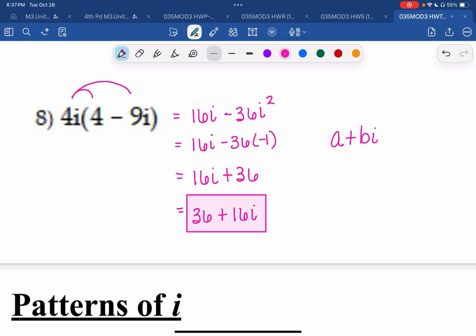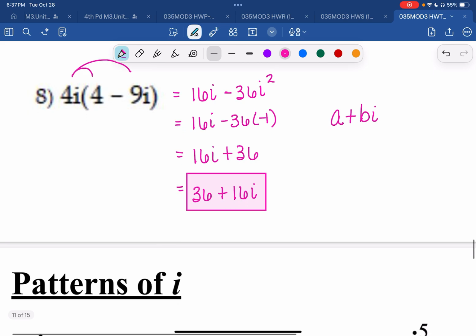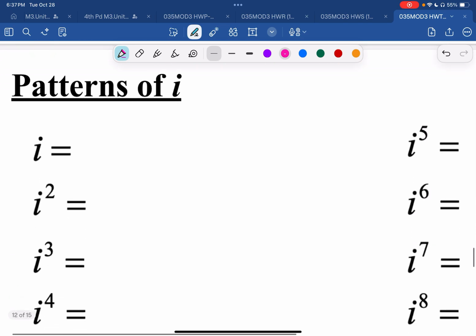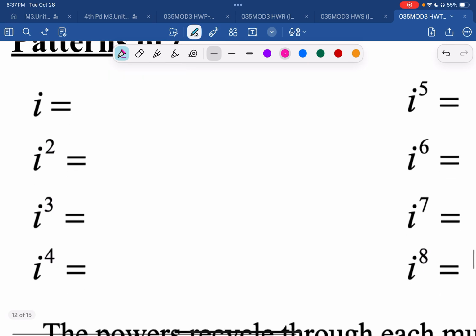All right, now we've looked at i and we've looked at i squared, but sometimes you may have more exponents that are a little bit higher. So let's look at what happens when we have exponents for i that are a little bit higher than 2. The first one we've got is i, which we said was the square root of negative 1. So that simplifies to just i.